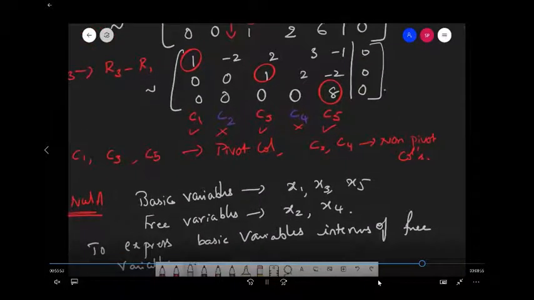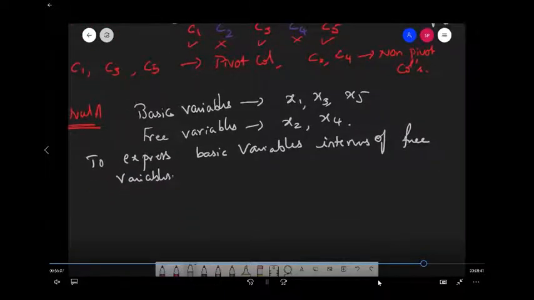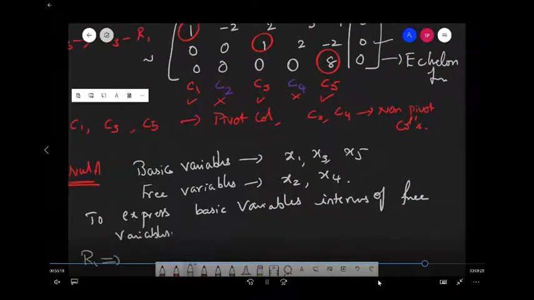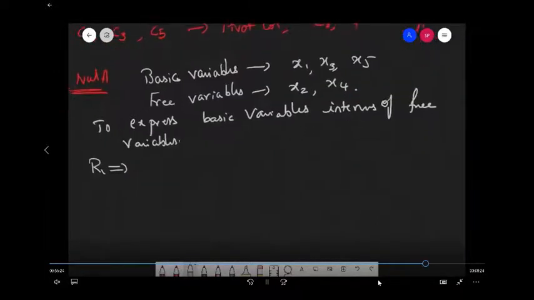We have here the echelon form. From the echelon form, from R1, R2, R3, we can write equations. These are nothing but the equations simplified from the given system. R1 implies, what do we get? The first row has elements 1, minus 2, 2, like that. So using the first row, I'll get the equation x1 minus 2x2 plus 2x3 plus 3x4 minus x5 is equal to 0.